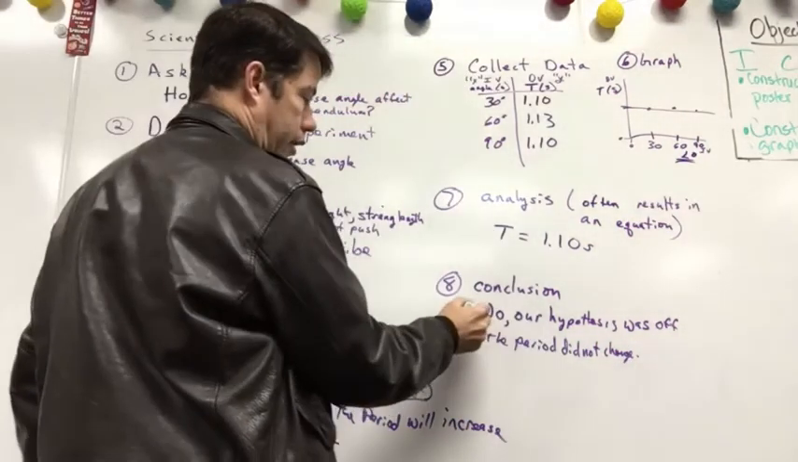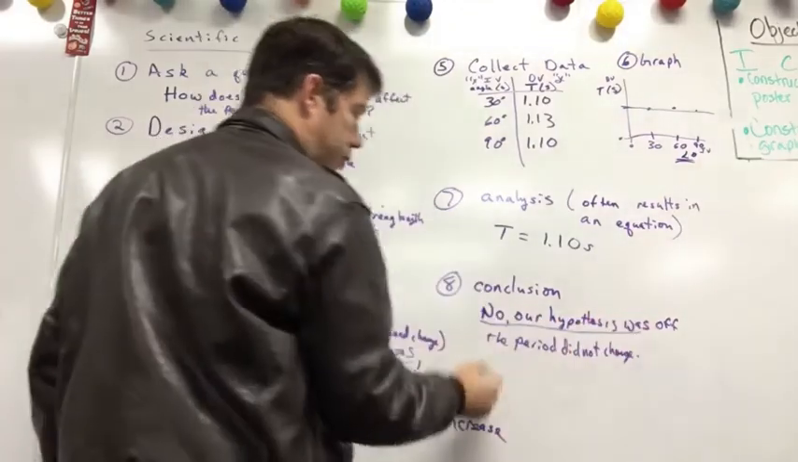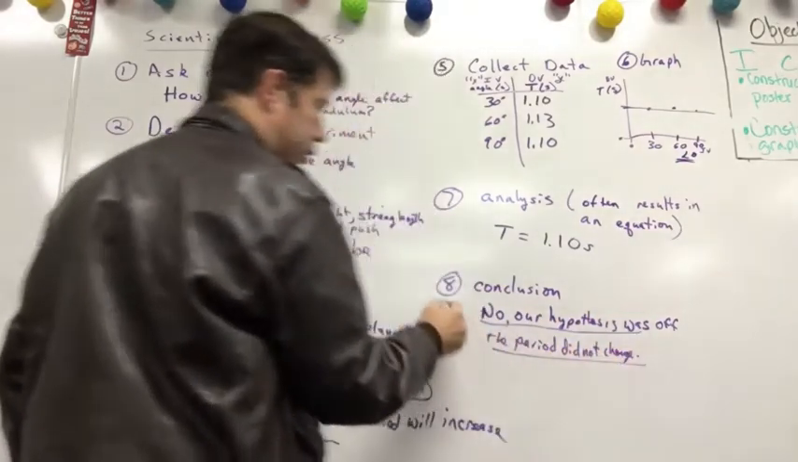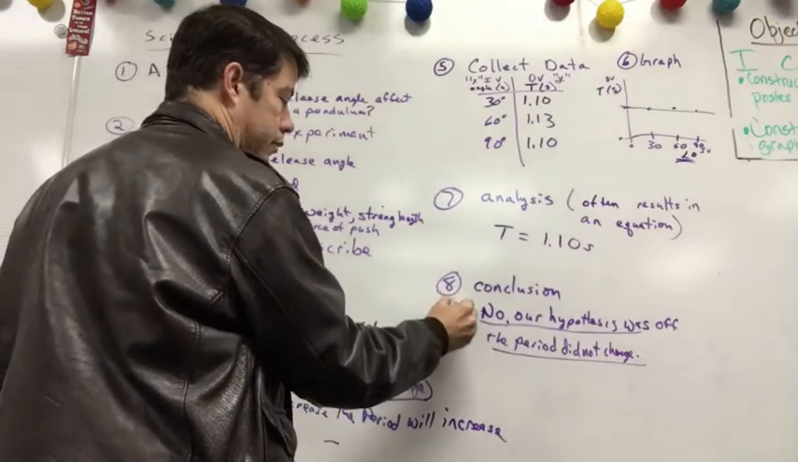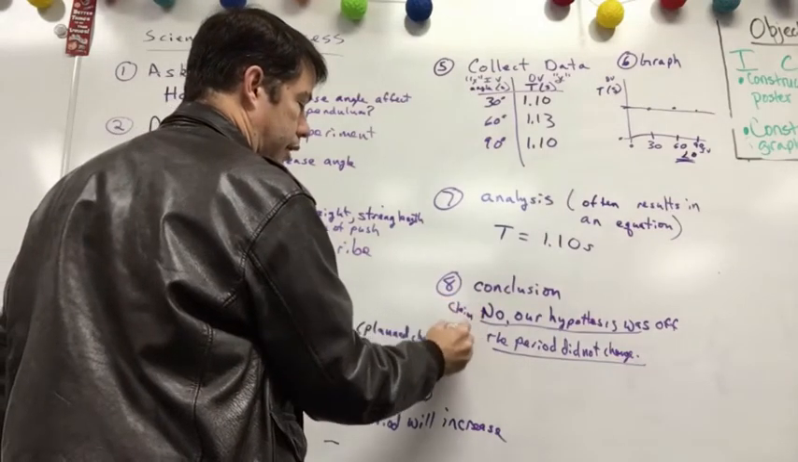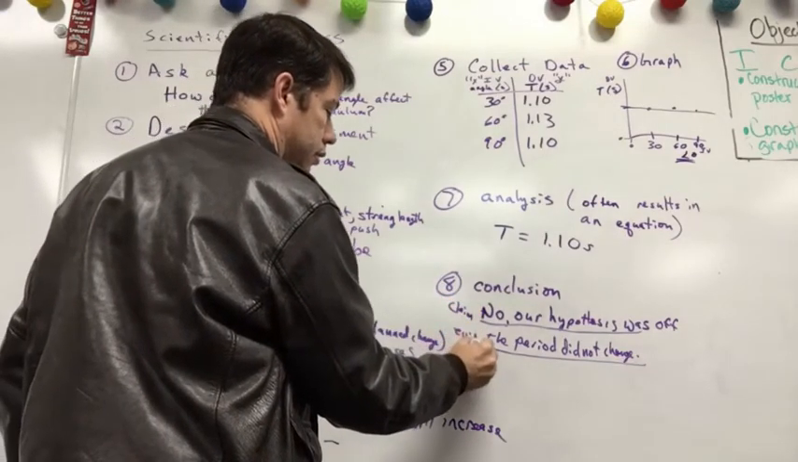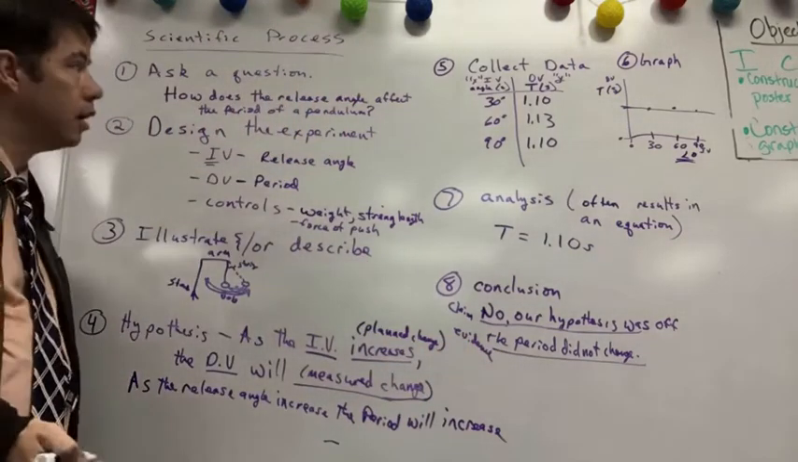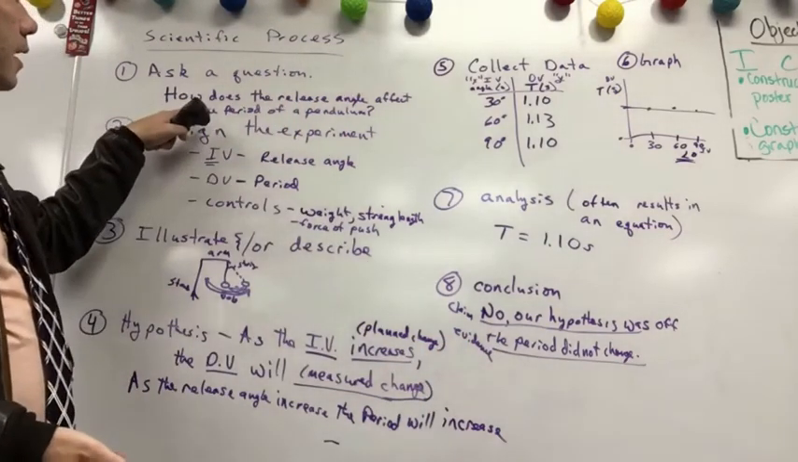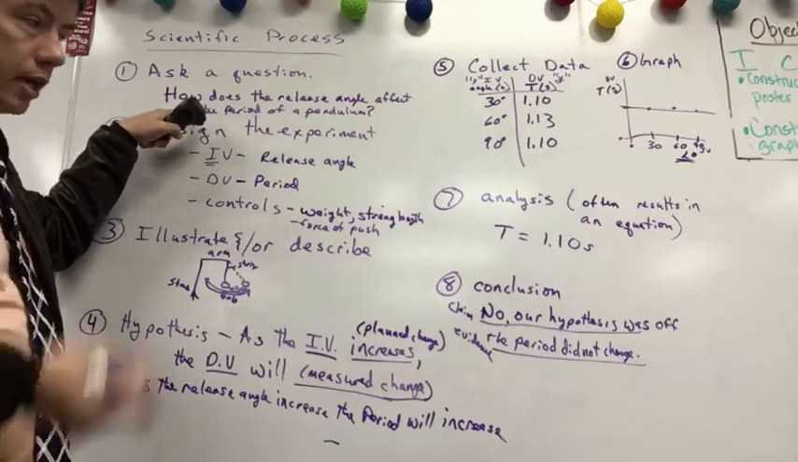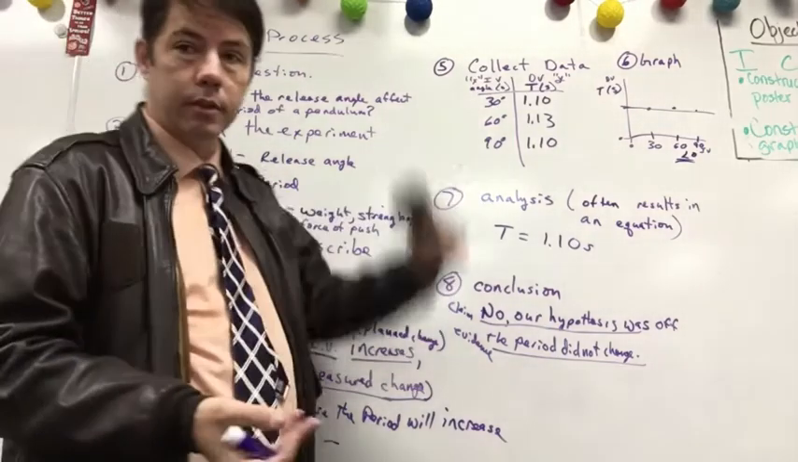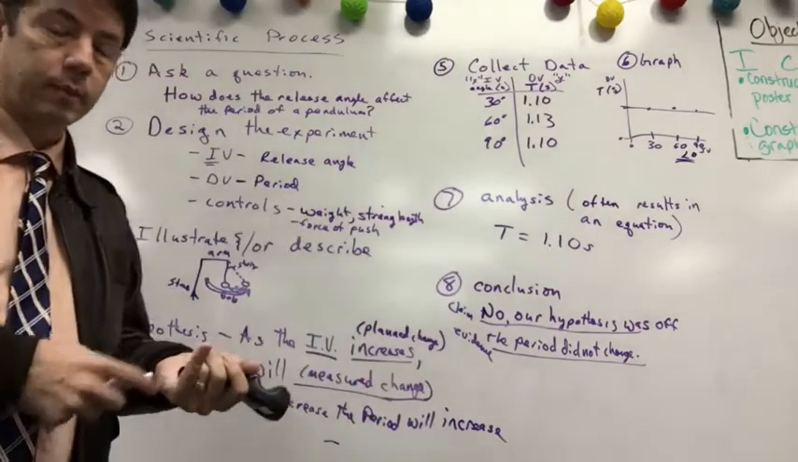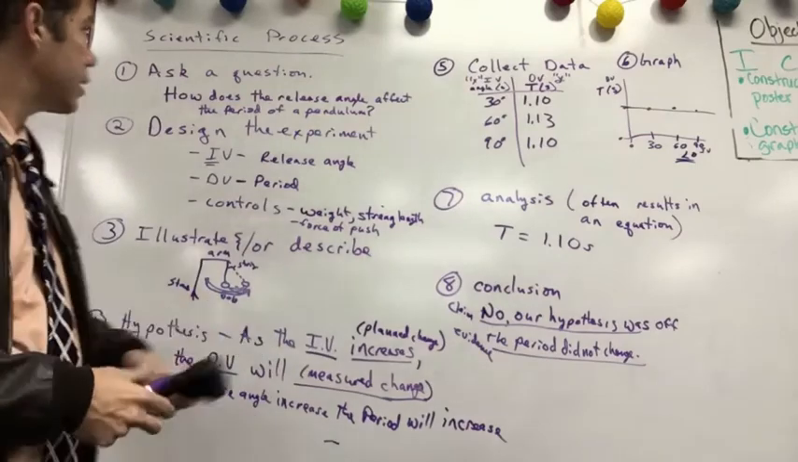Okay, so I've got a claim, I state what our hypothesis was, and now I've got a reason for it. So I've got a claim, and then evidence. Does that answer our question? Actually, it does. It says the release angle does not affect the period of a pendulum. Okay? So those are the steps.